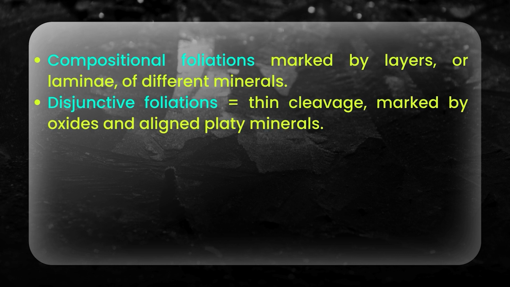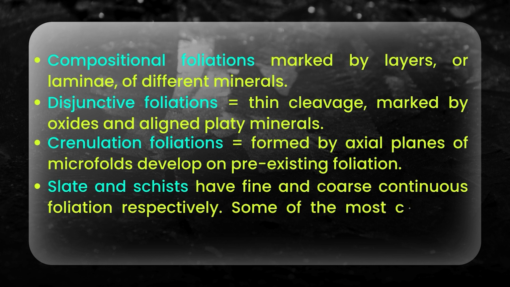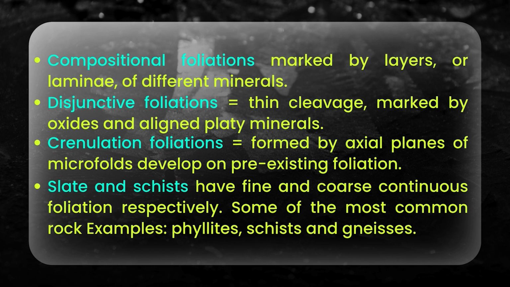Disjunctive foliation, they are thin cleavage marked by oxides and aligned platy minerals. Crenulation foliation is formed by axial planes of microfolds, developed on pre-existing foliation. Slate and schist have fine and coarse continuous foliation respectively.